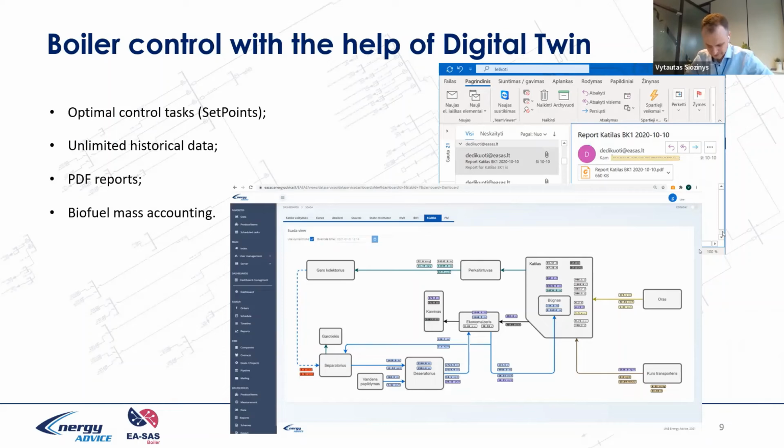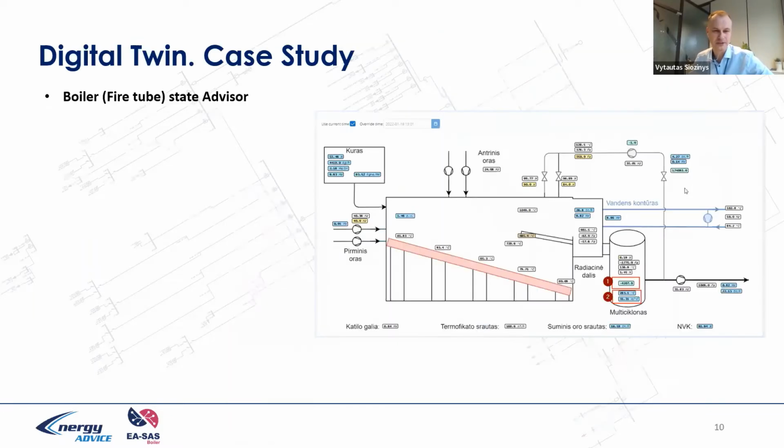It is very important not just to understand that something is wrong or something could be improved in your boiler, but it's very important for operators to get optimum control set points, to understand how far the boiler is. So you get optimum control set points, and these set points could be and are delivered to the controllers. You have unlimited data history, PDF reporting, and biofuel mass accounting. It's also quite an important question.